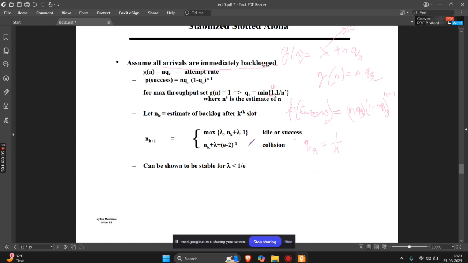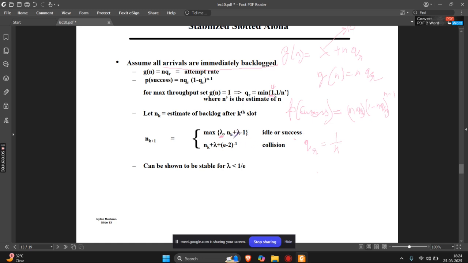That means, see, if all arrivals are immediately backlogged, then the number of packets in the backlog has to be at least equal to the number of packets that have arrived. Because even if no backlog is being created and all the backlogged packets are getting serviced, there will still be the packets that are arriving in that slot, and they are by principle not allowed to leave the server in that slot. So the minimum estimate of the backlog is lambda. It can be more than lambda, but it will never be less than lambda.